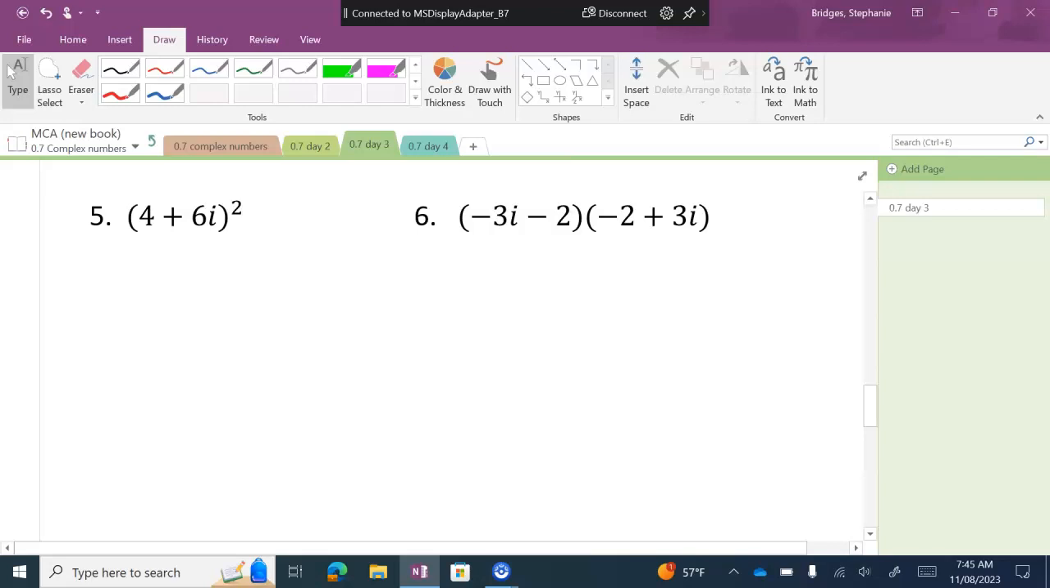Same thing with number 6. You're just going to FOIL just like we did. I'm going to first of all write this twice. Anytime you have a binomial squared, that's the very first step. And then I'm going to FOIL just like we've done on the first 4 questions.